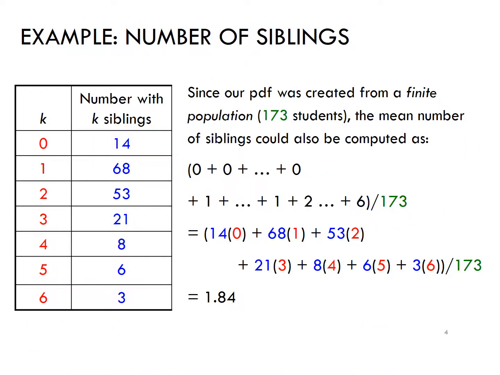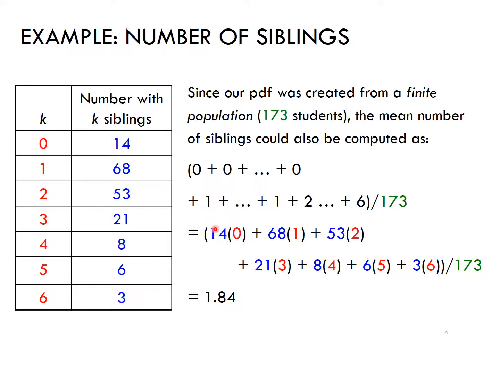Since our probability distribution was created from a finite population, meaning there are only 173 students, not an infinite number of students, the mean number of siblings can also be calculated by adding the number of siblings for each of our students. So 14 students had 0 siblings, I could add 0 14 times. 68 students had 1 sibling, I could add 1 68 times. 53 students had 2 siblings, I could add 2 53 times. And keep going until I get to all 173 students in my population.